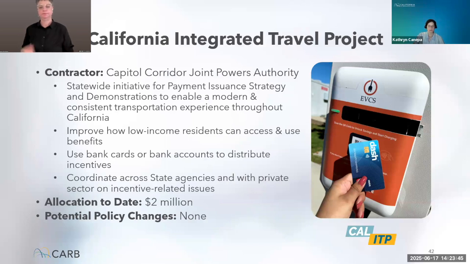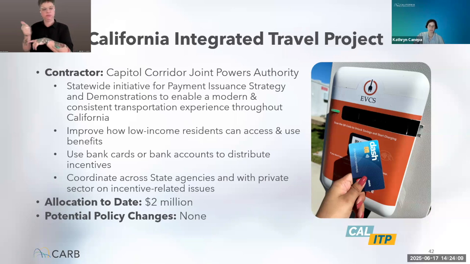Since 2022, CARB has engaged the California Integrated Travel Project, or CAL-ITP, to provide targeted payments and data innovation support related to the equitable mobility incentive programs. CAL-ITP is a joint project between Caltrans, which is California's Department of Transportation, and the California State Transportation Agency, which is known as CALSTA.